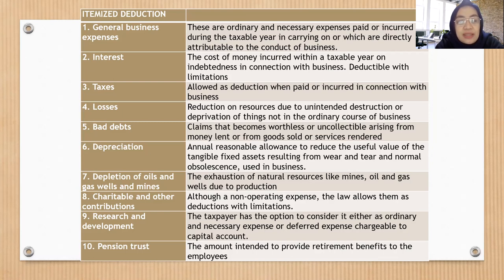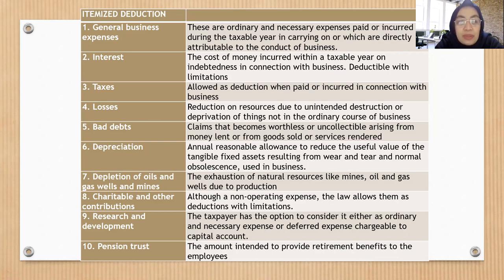Losses. These are calamity losses or casualty losses, unintended destruction or deprivation of things that are not in the ordinary course of business. These are, again, subject to certain limitations. Bad debts: claims that become worthless or uncollectible arising from money lent or from goods sold or services rendered. So again, when you use the accrual method of accounting, you usually sell goods on credit.